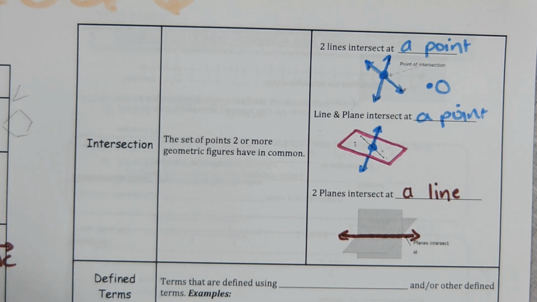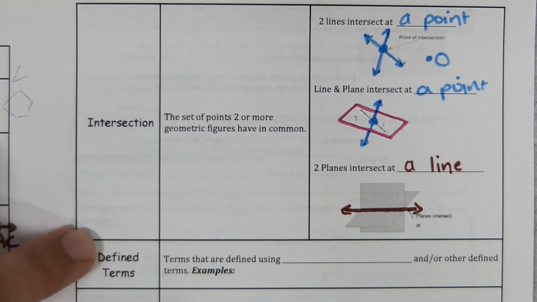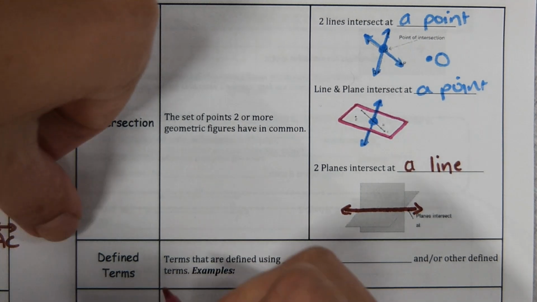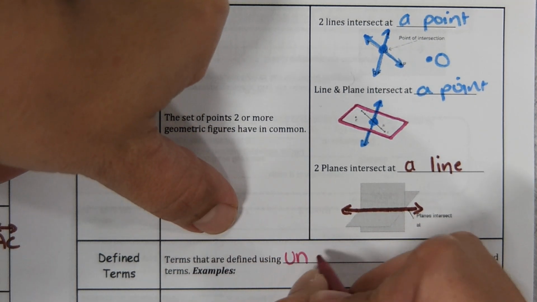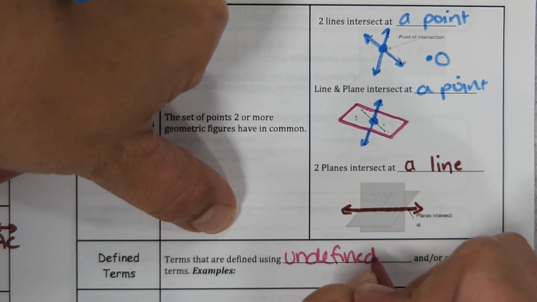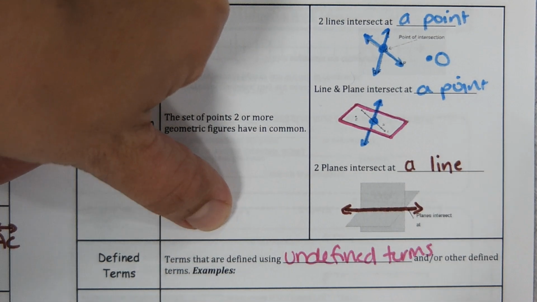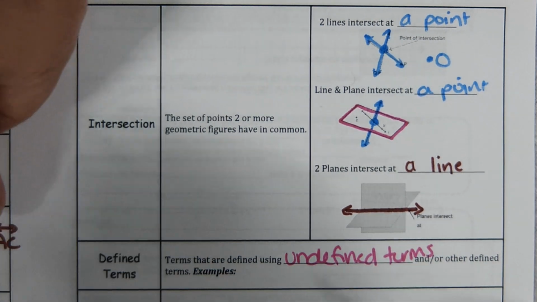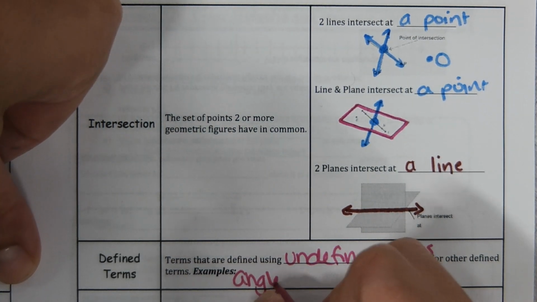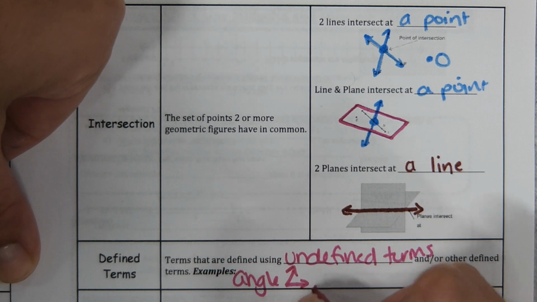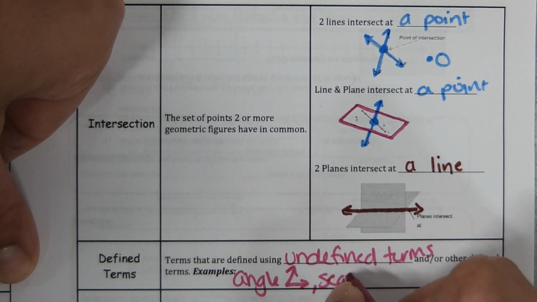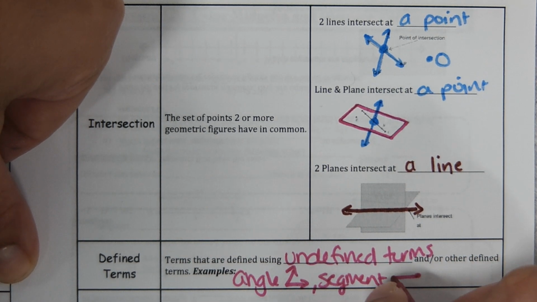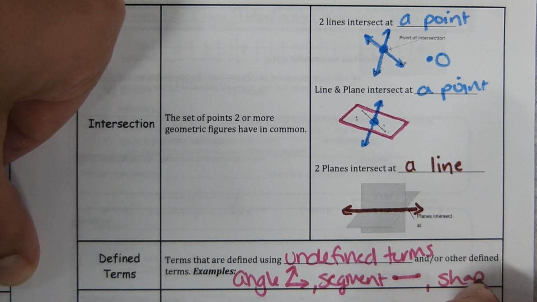Okay, so these are the building blocks, and these undefined terms make up everything else. So everything else are defined terms. So defined terms are terms that are defined using undefined terms and or other defined terms. So example would be like an angle, maybe a segment, shapes, and so on.